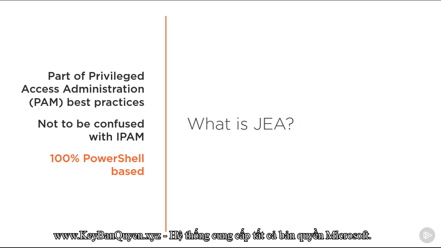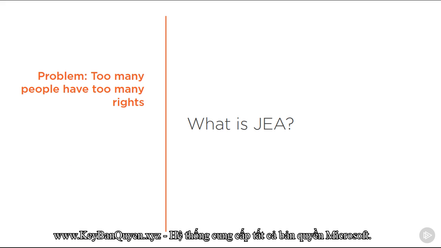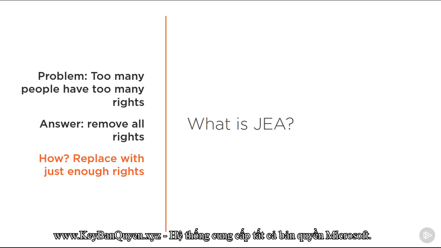The difference between just-in-time administration and just-enough administration is that just-in-time administration uses Microsoft Identity Manager, which is a GUI-based program to handle identity management. Just-enough administration is 100% PowerShell based. Once again, our problem is too many people have too many rights. So the answer for just-enough administration: remove all their rights. So how do we do that? Well, we replace them with just enough rights so the administrators will still be able to access the tools and the resources they need to do their job.